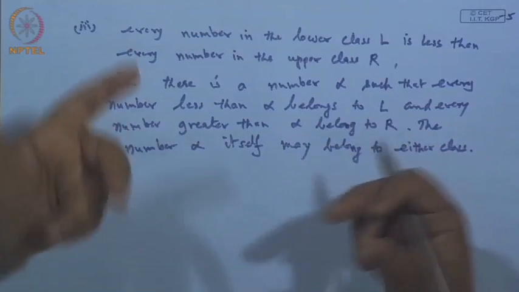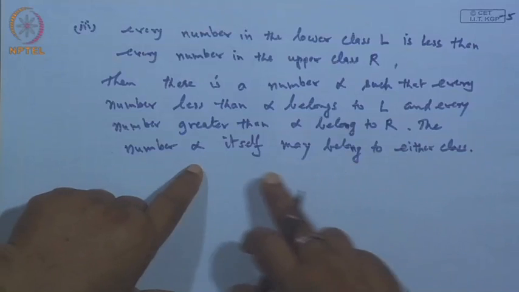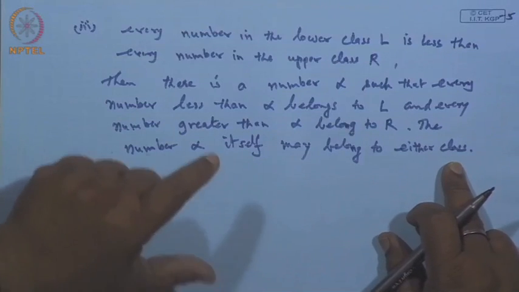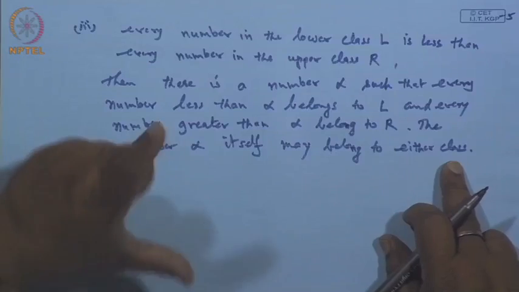Now, what happened to alpha? What he says is that alpha itself may belong to either class. When he says may belong, it means there is a hidden thing. If alpha is a rational number, then it has to belong to one of the classes, as we have seen. But if alpha is an irrational number, then it will belong neither to L nor to R. So, that is what he has developed.